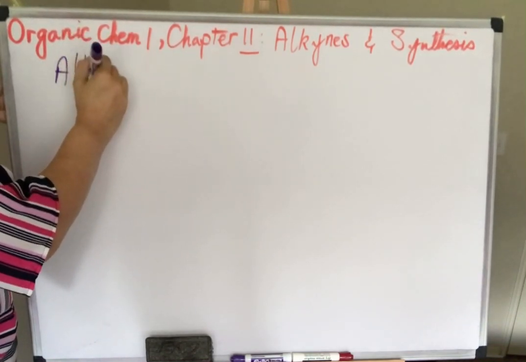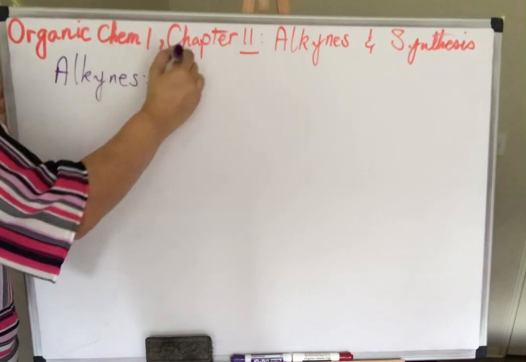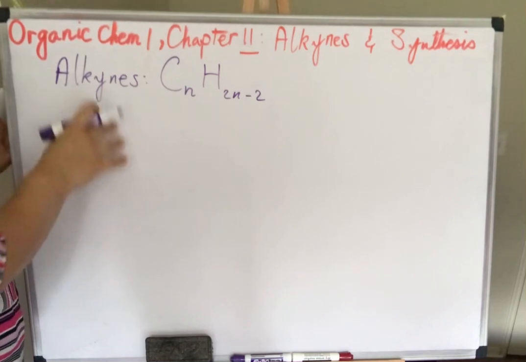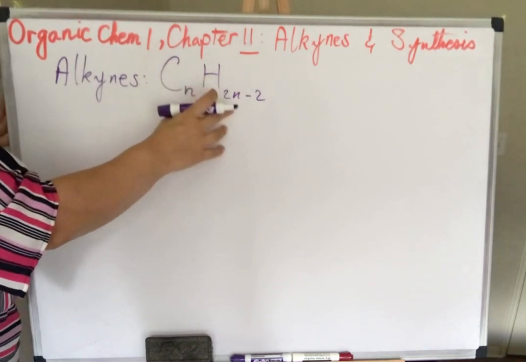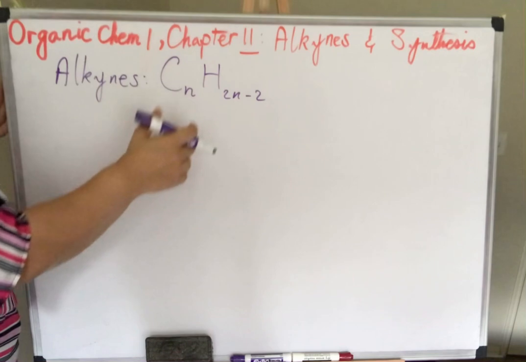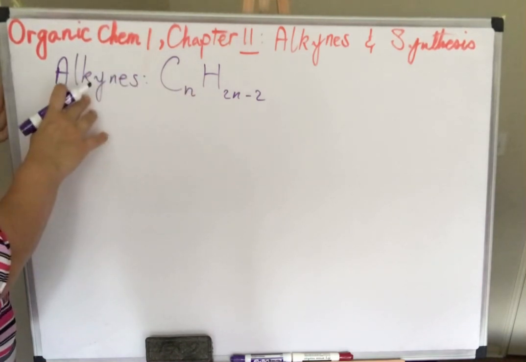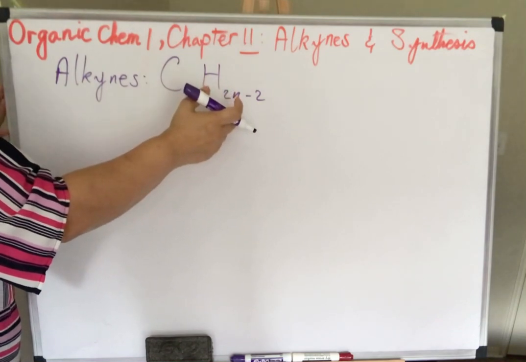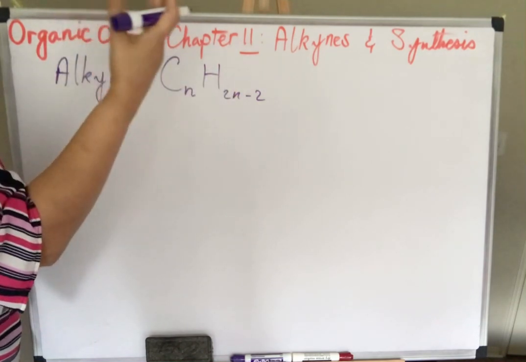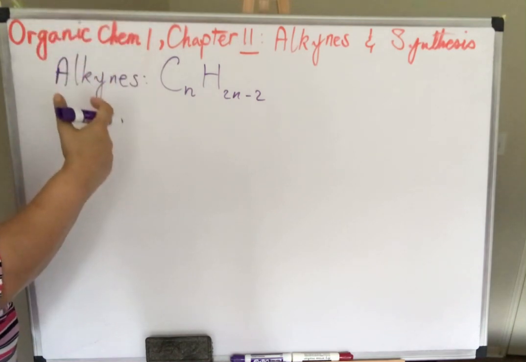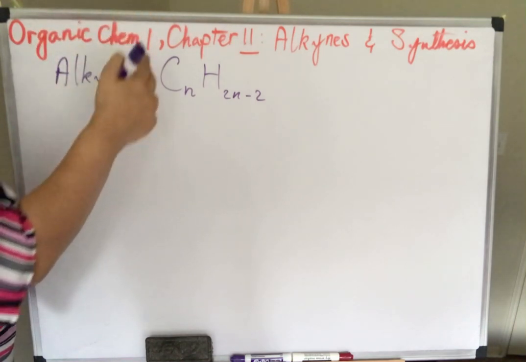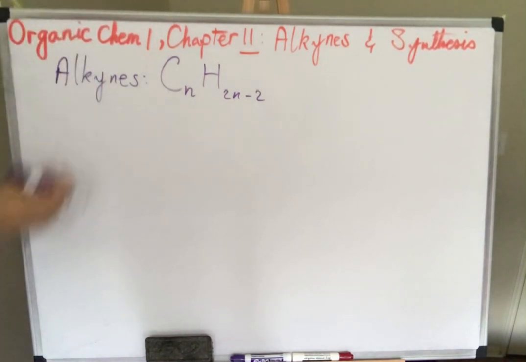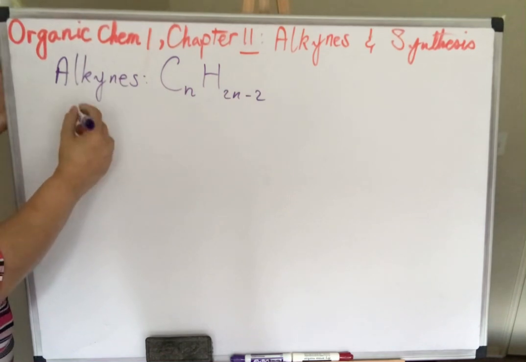First of all, the general formula for alkynes is CnH2n minus 2. You remember, for alkanes it was CnH2n plus 2, for alkenes CnH2n. Now we reach alkynes, CnH2n minus 2. So from alkanes to alkenes, 2 fewer hydrogens, alkenes to alkynes, 2 fewer hydrogens. So that's the general formula. That's the first thing you need to know. You must know about them.